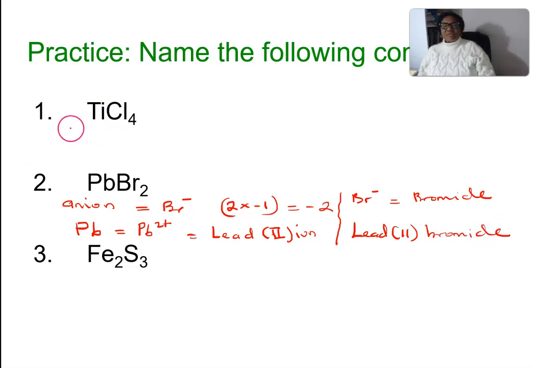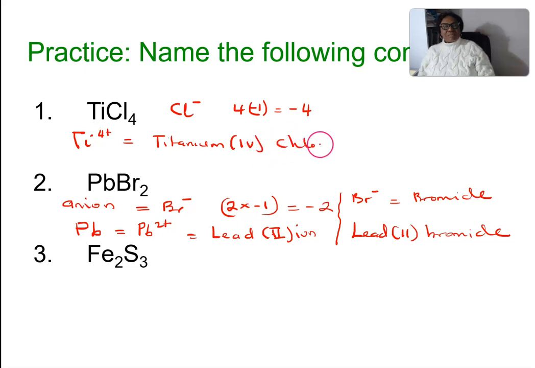We can write this too. This one, Cl minus, we have 4 of them, minus 1, minus 4. That's the total charge. So the name, then this, so this is chloride, because this one is chloride.